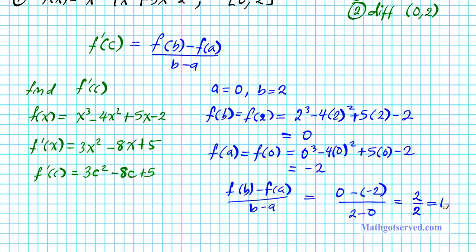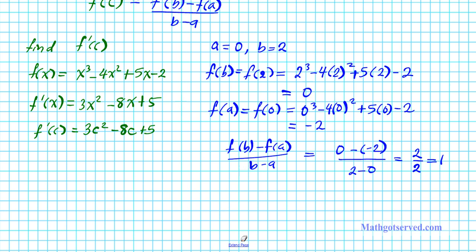Now let's take a look at this for a second. This value right here is the slope of the secant line, and this is the equation for the derivative at any point on the original function. Okay, so to find the c that satisfies the conclusion of the mean value theorem, we'll simply set these two results equal to each other. So we're going to have 3c squared minus 8c plus 5, set that equal to 1.